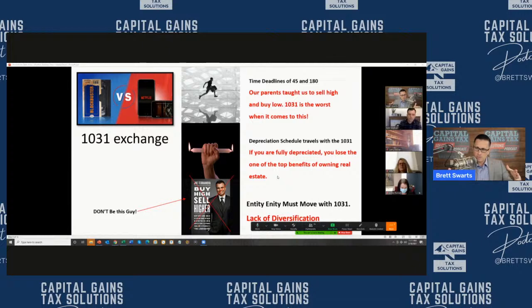But guess what? If you fully depreciate it, we call this the candle burning on one end, and you 1031, guess what? Your old depreciation travels with you. So Kyle, if you've owned a $10 million property and you fully depreciate it down to zero and you buy another $10 million property, guess what? You have no more depreciation. It's still zero. And that's not good. So you lose out on one of the best benefits if you go with the old Blockbuster way.